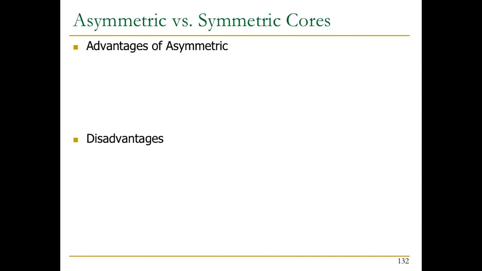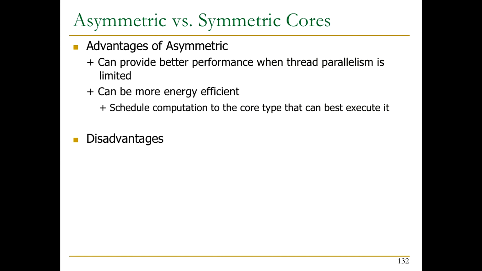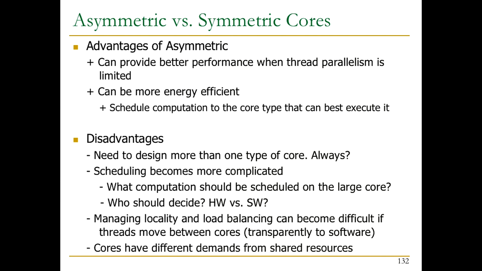Okay, I think this is the last slide I will probably cover, unless the next one is really good. So advantage of asymmetric. Clearly, you can provide better performance when thread parallelism is limited. It can be more energy efficient. You can schedule computation to the core type that can best execute it. But, of course, there are always disadvantages with asymmetric also. You need to design more than one type of core. Is it true always? I asked this question. Maybe you design one type of core and you can morph that core. Scheduling always becomes more complicated. This is true for all of the previous works in bottleneck exploration.